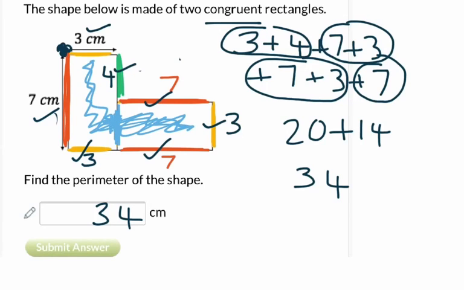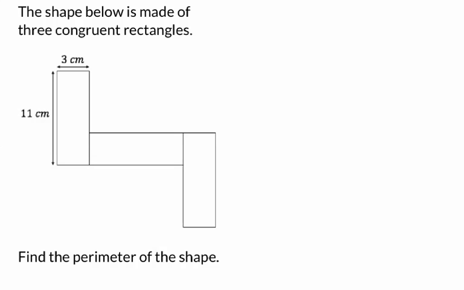Okay, next question. The shape below is made of 3 congruent rectangles. Find the perimeter. So these are not harder, they are just longer, that's all. So we just need to do the same thing as we did on the other question. We're going to label the sides, and then we're going to decide which sides we're not going to include in the perimeter. Which ones are not around the outside.